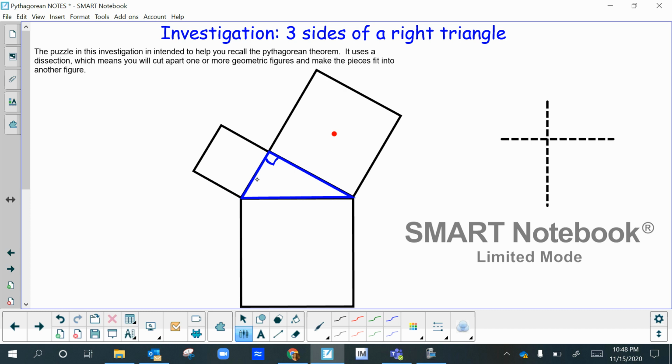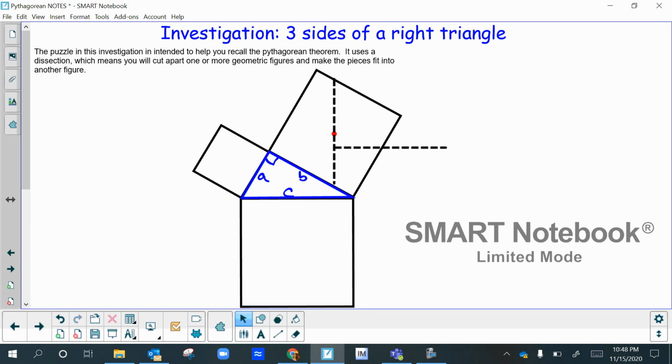Okay, so this is a right triangle. So this is a leg, which we'll call A, and this is a leg, which we'll call B, and this is the hypotenuse, which we'll call C. And so you guys know from middle school that A squared plus B squared equals C squared, but let me show you how Pythagoras derived that.